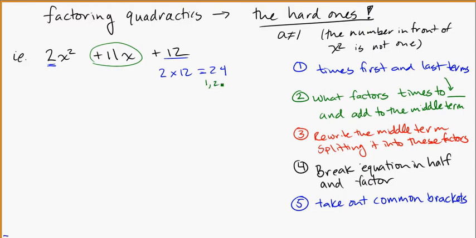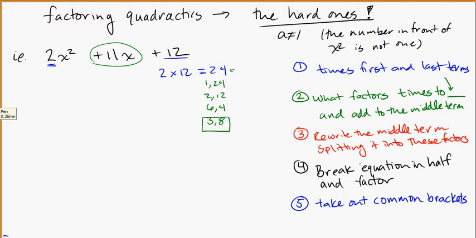We've got 1 and 24, 2 and 12, 6 and 4, what else? 3 and 8. All of those will times together to give us 24, what we found in the first step. And which of these will add together to give us the middle term? Well, it's these two right here, 3 and 8. They'll add together to give us 11.